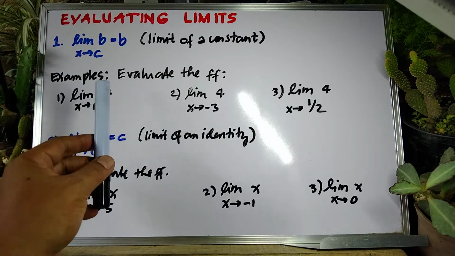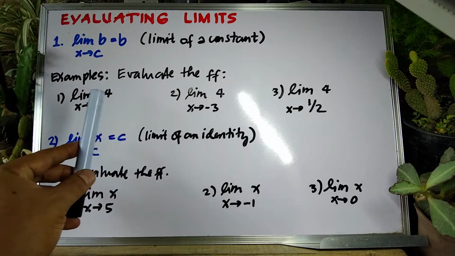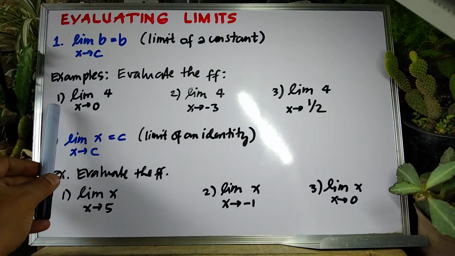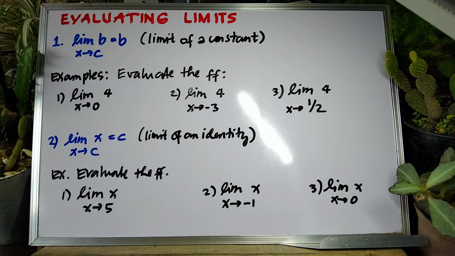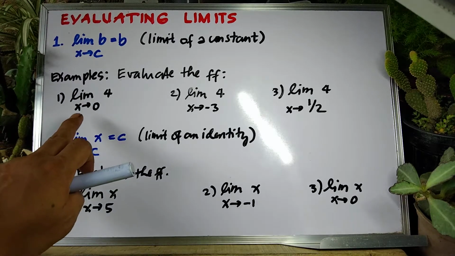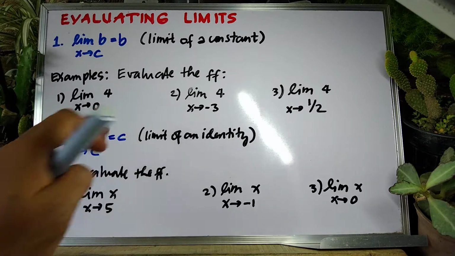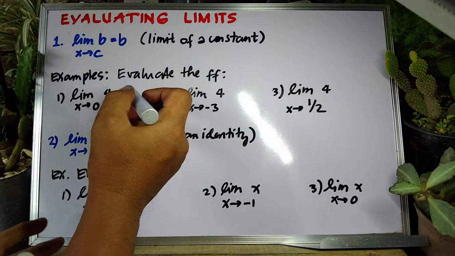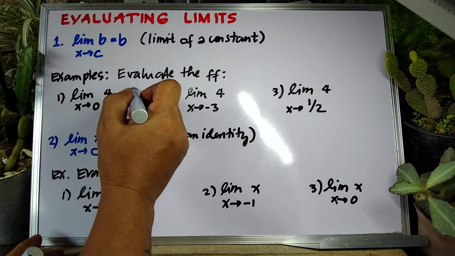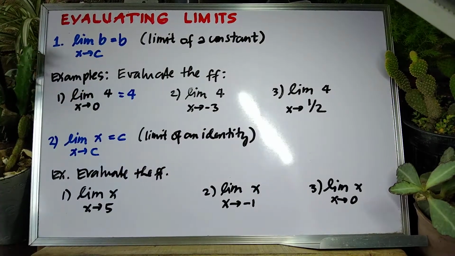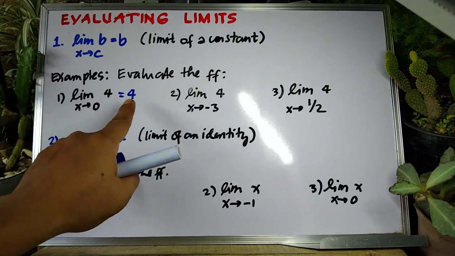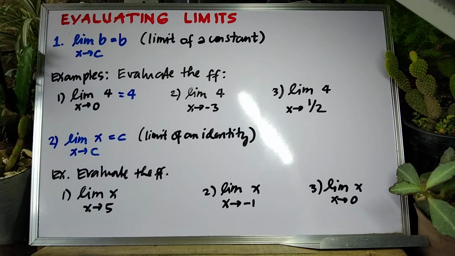So for example, we have this. Evaluate the following. Number 1, the limit of 4 as x approaches 0. So ano ba ang sagot natin dito? Kahit saan mag-approach si x, then 4 is a constant, the answer here will be always 4. No? Ito yung ibig sabihin ng the limit of a constant. The limit of a constant is the constant itself. Okay, naintindihan nyo?